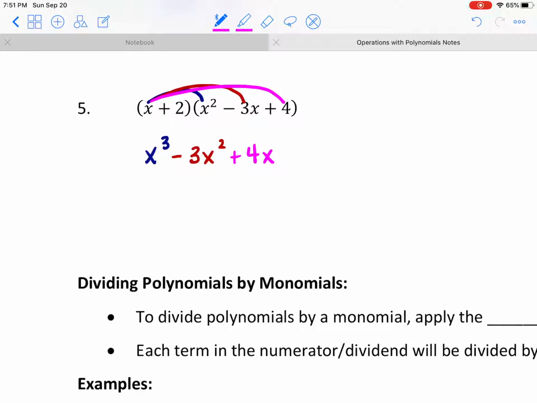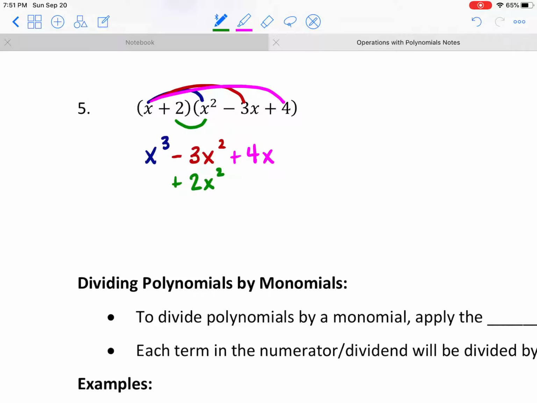And then x times 4 is going to give me a positive 4x. And now I got to distribute the 2, so we're halfway done. Distributing the x gave me the first 3 terms. I'm going to get the next 3 by distributing the 2. So when I distribute the 2, 2 times x squared is going to be 2x squared. Now I can continue to make this long list of terms, but I already know that I'm going to be combining this 2x squared with this negative 3x squared. So instead of continuing this in a line, I'm going to go ahead and write the positive 2x squared right underneath the negative 3x squared.